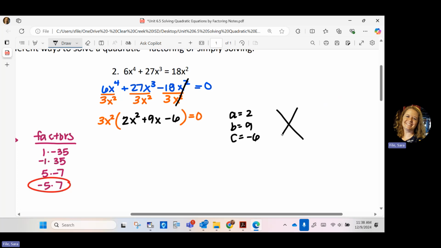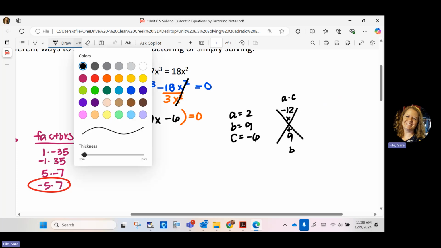So this time when I do this, remember, A is not 1 anymore. So I have to do A times C to get what goes in the top. So 2 times negative 6 is negative 12, and B goes in the bottom. That's 9. So I'm looking for what multiplies to negative 12, but adds to 9.